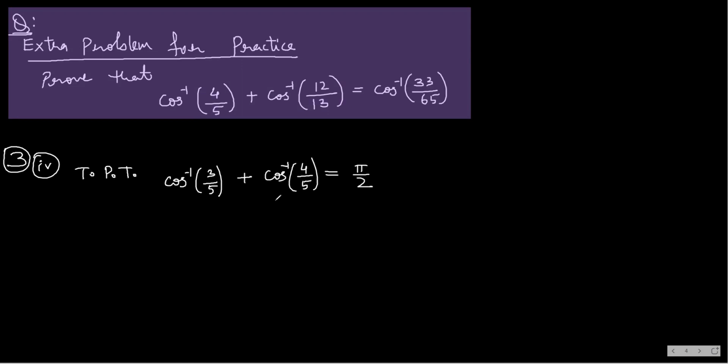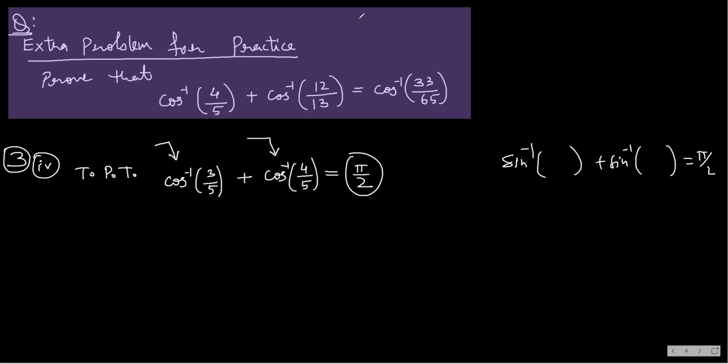So this question is a specific type of problem where you have two cos inverse. Remember, when you have two cos inverse and on the right-hand side you have to prove that it is pi by 2, or you have two sine inverse and on the right-hand side you have to prove that it is pi by 2, both of these problems have the same method of solution. So I shall now teach you how you do it.